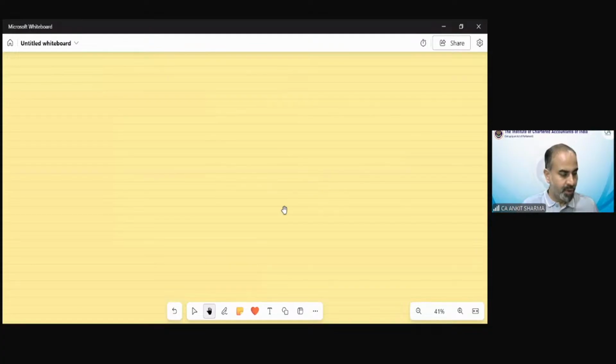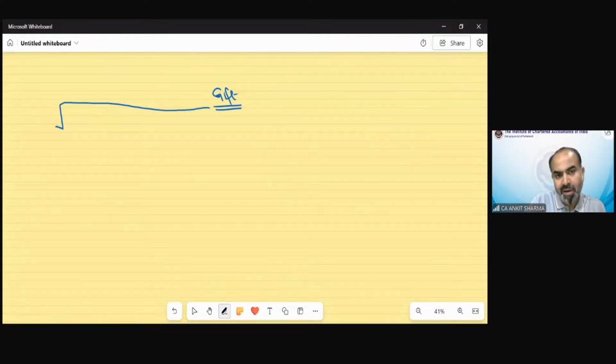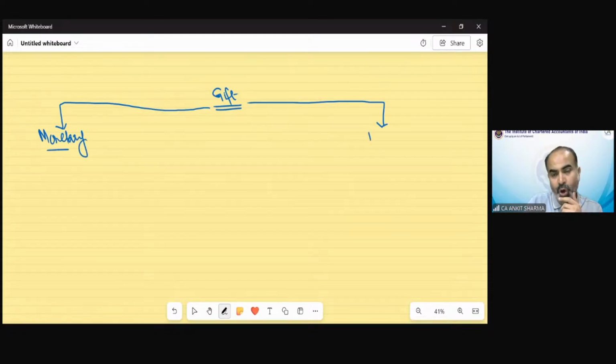Okay. So gift provisions. There are two kinds of gift. We are understanding the provision from the point of view of a receiver. So if I am receiving gifts, the gift would be of two kinds: monetary gifts or non-monetary gifts.